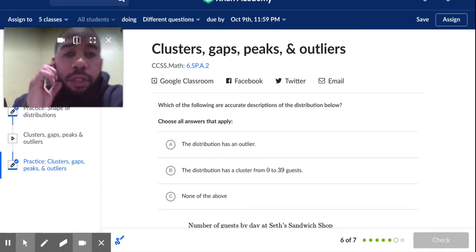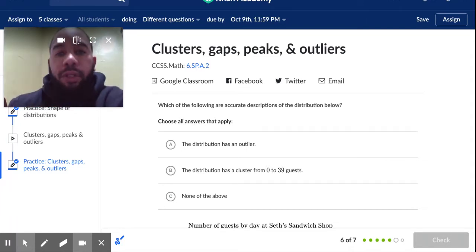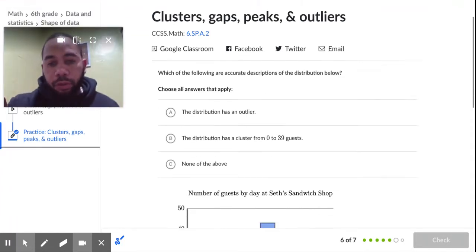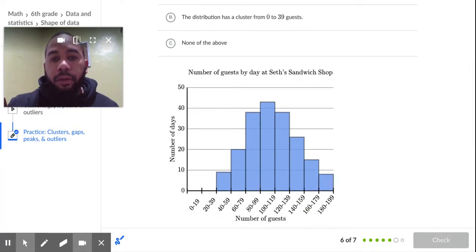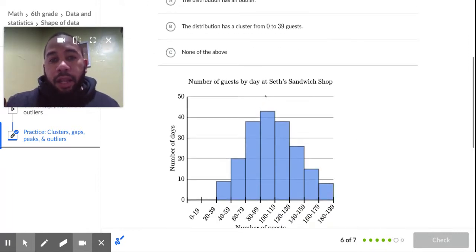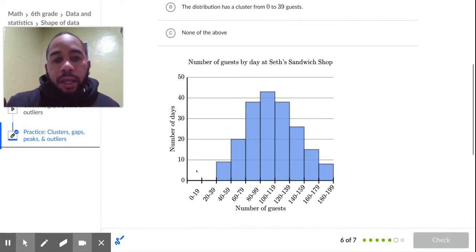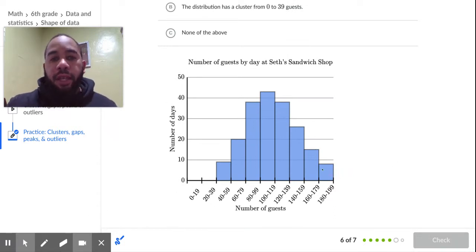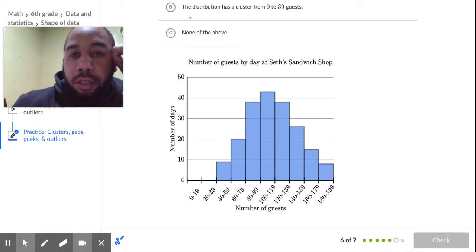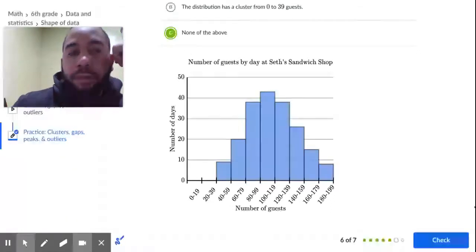So it says, which of the following are accurate descriptions of the distribution below? So we want to scroll down and see the distribution below. Let's look at the first one. The distribution has an outlier. Nothing seems far away from this data set or this histogram we're looking at. The distribution has a peak at 0 to 39. No, it has a peak actually right here. Okay, so this one is none of the above.